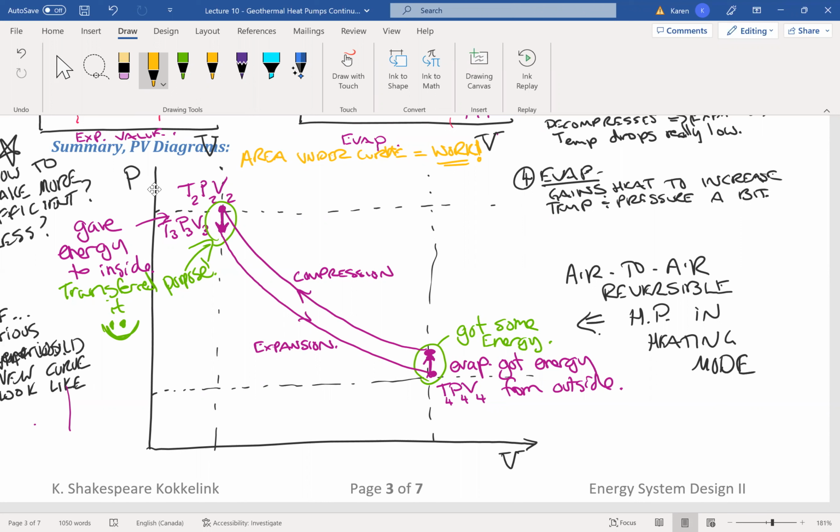The electricity that we put into the heat pump. Where does it go into the heat pump? We pay for the compression, right? We pay for the compression.